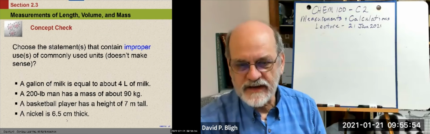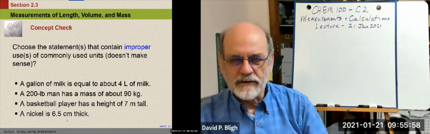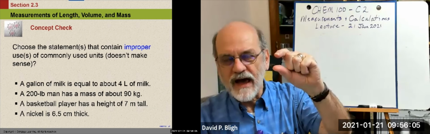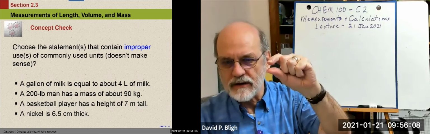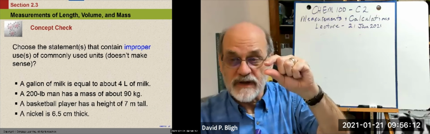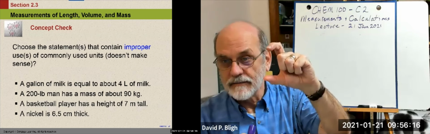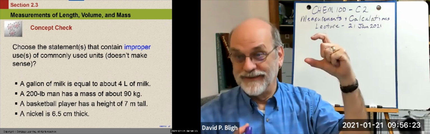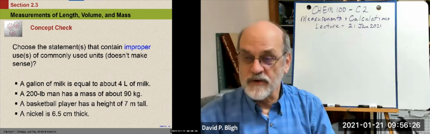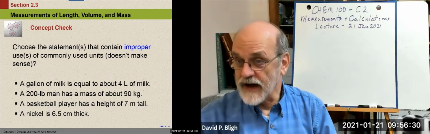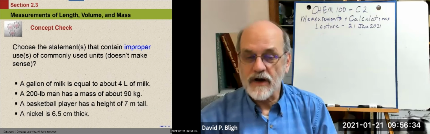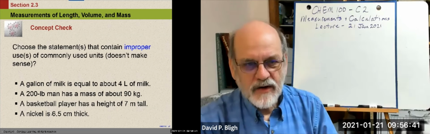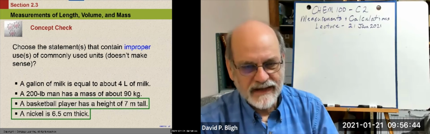How about a nickel is 6.5 centimeters thick? So how much is a centimeter? Well, if an inch is 2.54 centimeters, then you shrink it down 2.5 times, about like that is a centimeter. So 6.5 centimeters would be 6.5 times that, about like that. So are nickels that thick? No, that's not a reasonable value. Now, 6.5 millimeters, now you're getting closer because the millimeter is a smaller unit of measure. So those two don't make any sense.